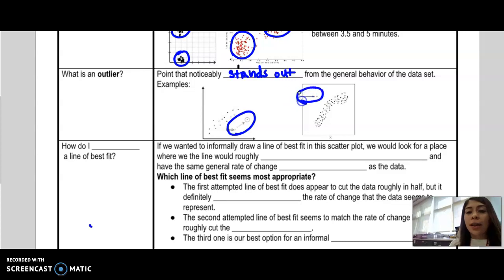Here I have another outlier. You can clearly see that it is nowhere near the other dots. So it is a dot that is very separate and away from the rest of the data.